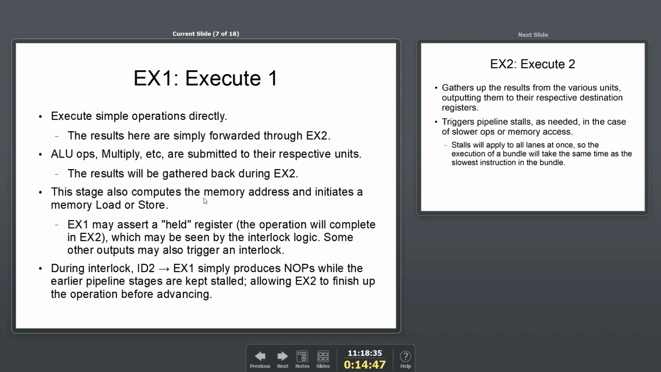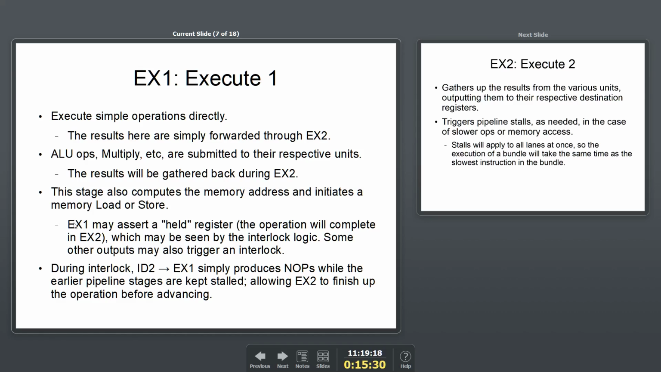This stage also computes the memory address and initiates a memory load or store. So in this case, for example, LEA or load effective address instruction would itself be treated as a simple operation, whereas a memory load and store is more complicated. In this case, it computes the address and then submits it to the data cache, along with the command to load or store a value.